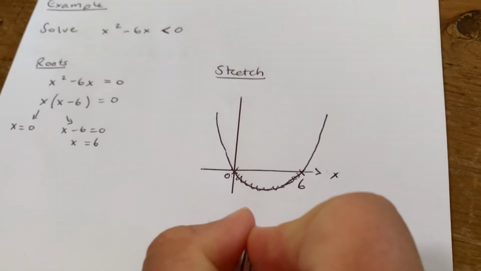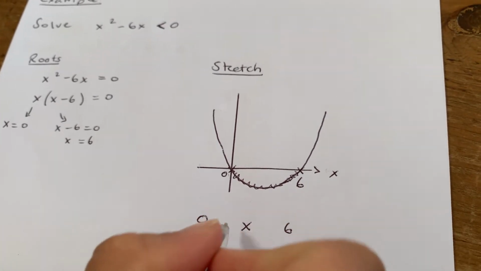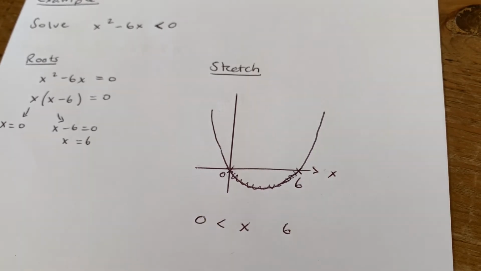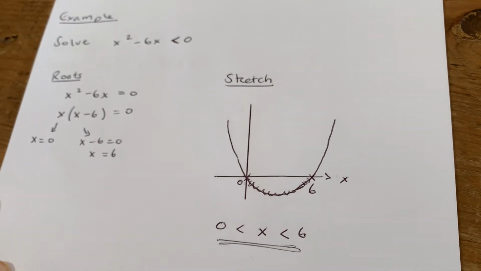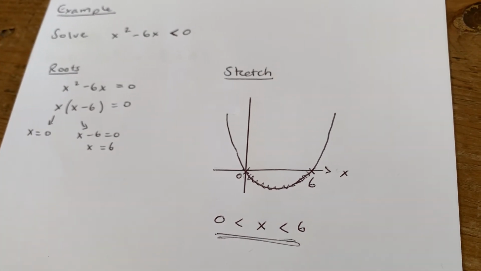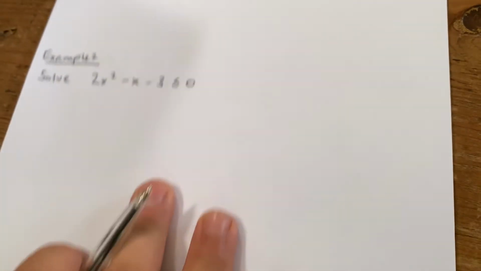And we write that as x is between 0 and 6, but x is bigger than 0, but less than 6. And that is your final answer. Okay? Right, we'll have a look at example number 2, or the next example.